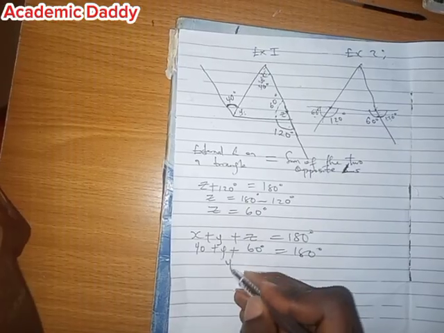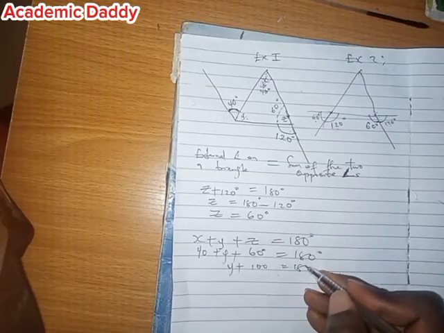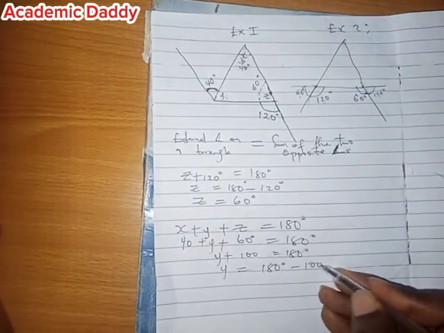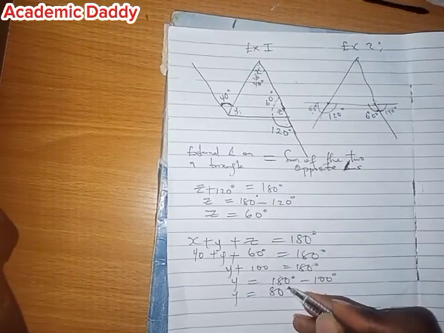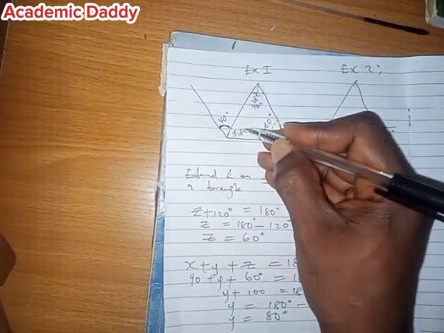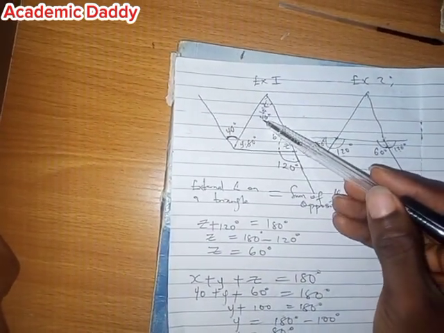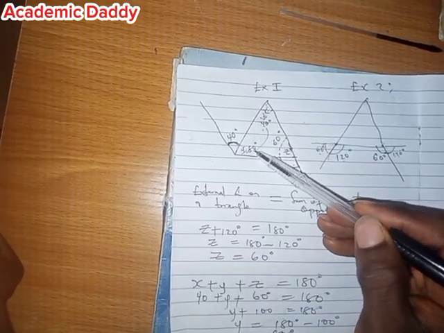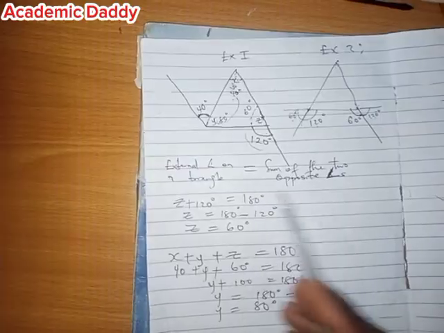So this will be y plus 100 equals 180 degrees. So y will be equal to 180 degrees minus 100, so y will be equal to 80 degrees. So this is 80 degrees. Now notice something: 80 plus 40 is 120. You see that if you sum these two up, it gives you this external angle. So that is why we quote this rule.